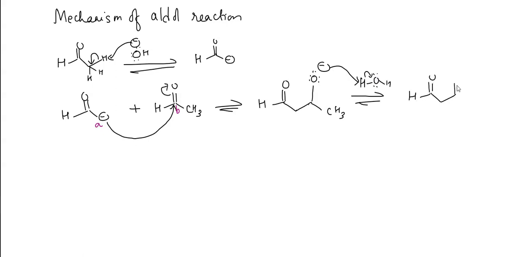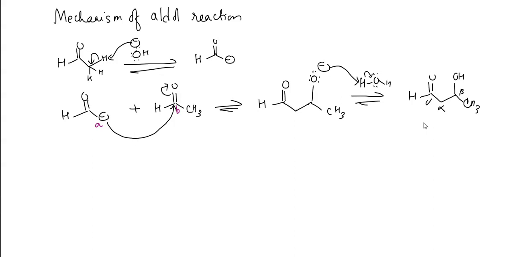This is my aldol product. So every time when you draw an aldol, make sure that at the beta position you have a hydroxy group, right? So this is my alpha position, and this is my beta position. So at the beta position we have a hydroxy group, so this is also called a beta hydroxy compound. Okay, so this is one of the examples of an aldol reaction.